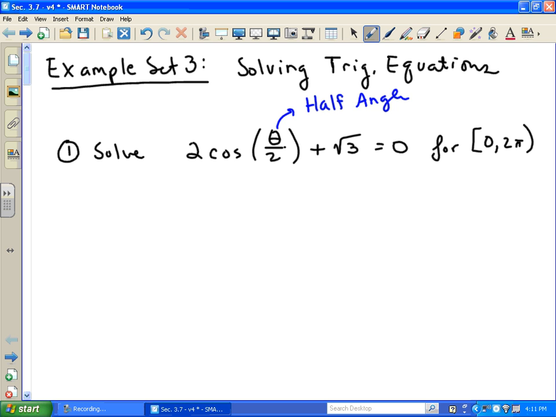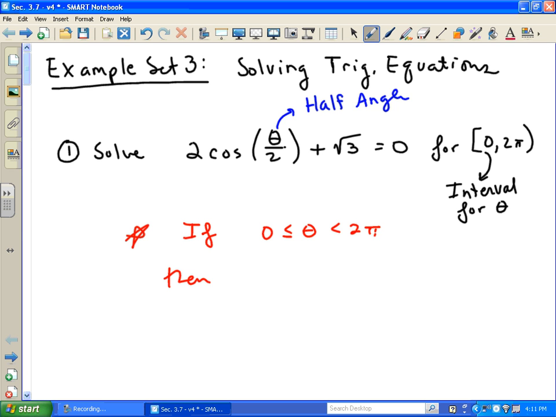Now the other thing that you have to realize is that 0 to 2 pi, that interval, is the interval for theta. First thing I want you to do if you have a problem like this where it's not a single angle is make a note of where the angle that you're looking for or the angle that you're given is located. So in other words, on here, if my original value of theta is in between 0 and 2 pi, then the half angle is half of that interval.